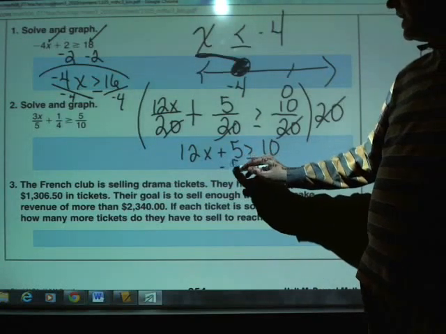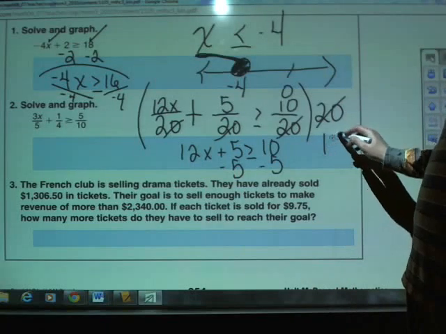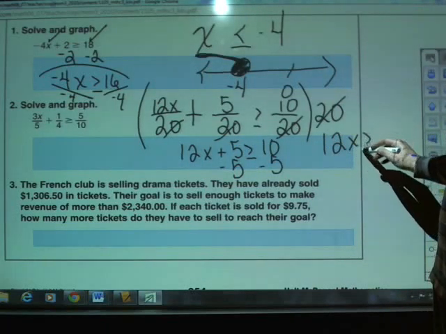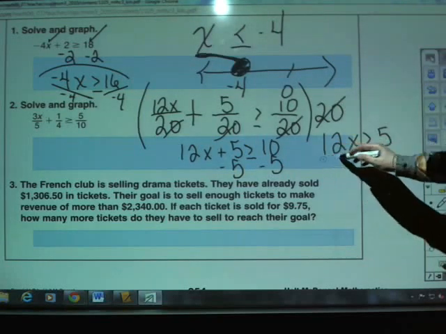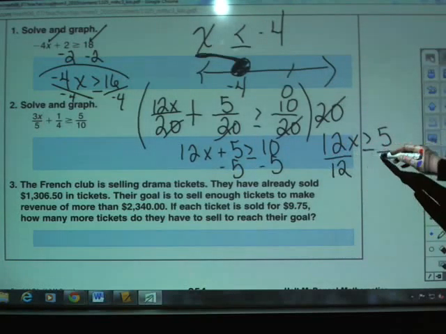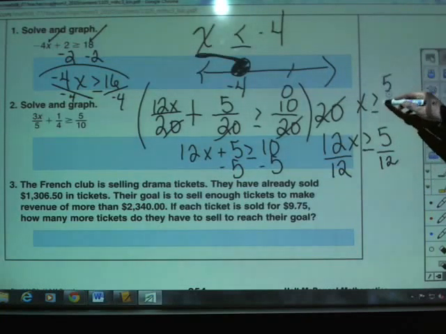So, me doing the opposite. Again, the rule is opposite side do the opposite. So I've got 12x is greater than or equal to 5. And then I'm going to solve this multiplication inequality by dividing here. Dividing across by 12. And that's going to give me x is greater than or equal to 5 over 12.